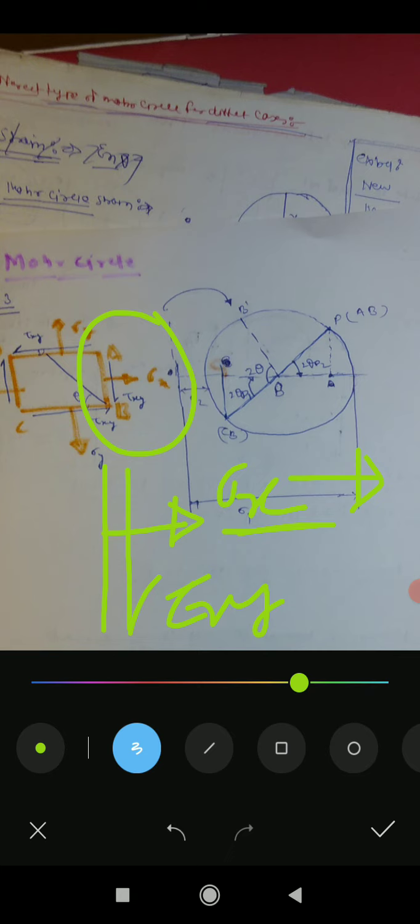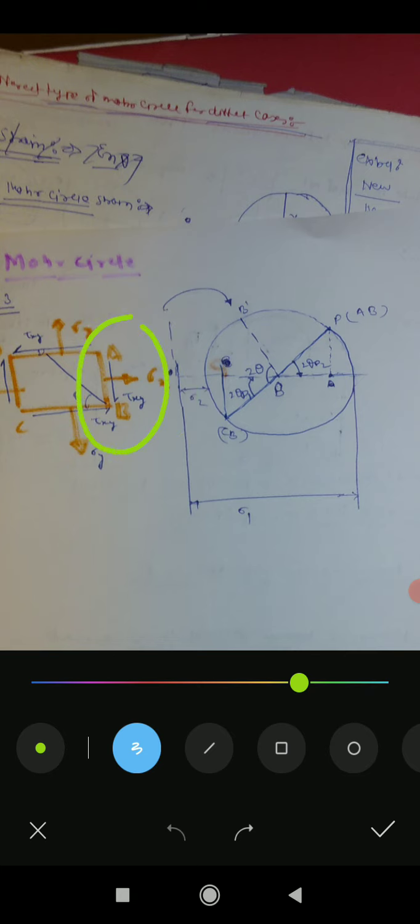Either positive or negative. If it is tensile then we will go positive x axis, and if it is compressive then we will go negative x axis. And for this tau xy, we will go in y direction, means in y axis. If this is clockwise then we will go positive, means this side. If this is anti-clockwise then we will go negative side. That's it.